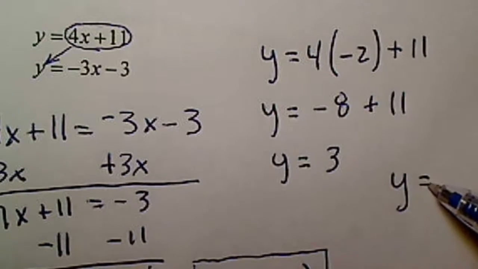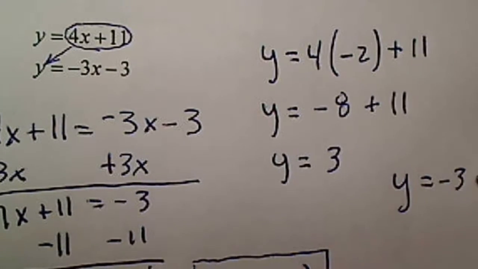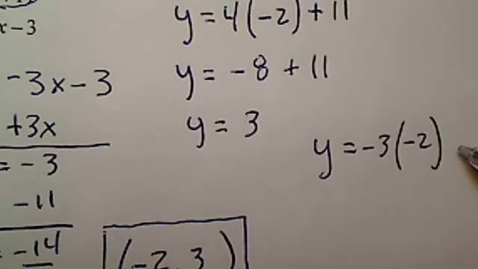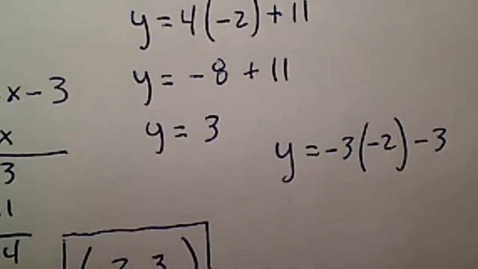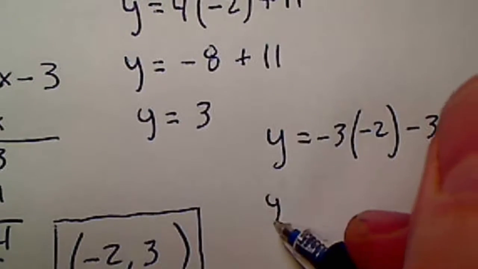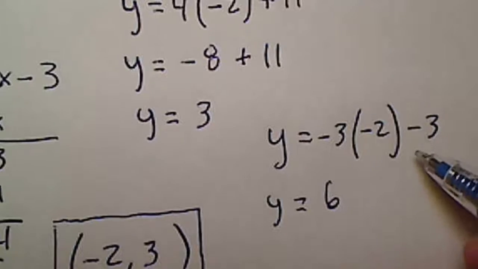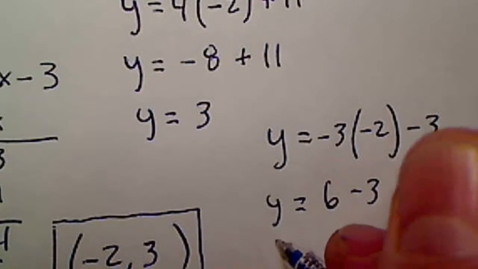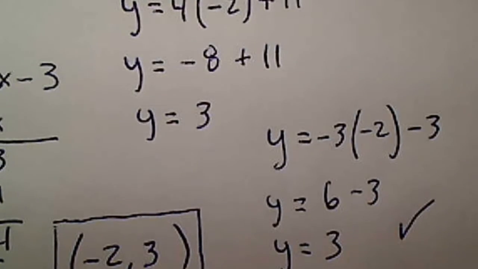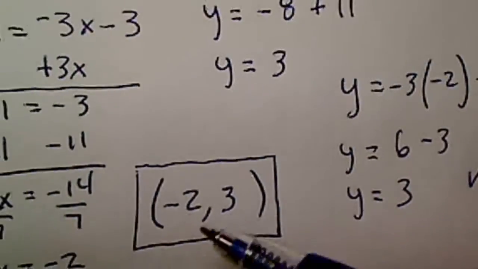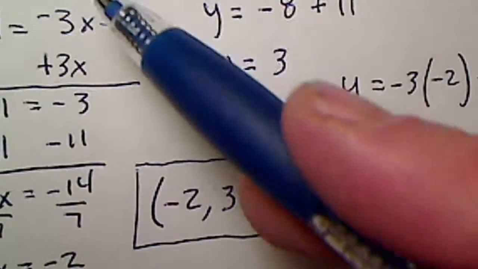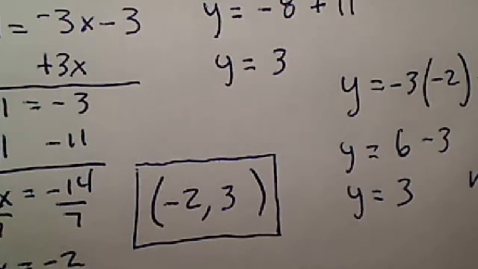So, rewriting the second equation, but putting -2 in for the x value, I end up with this equation. And let's see what we get. -3 times -2 is +6, and 6 minus that 3 again gets us 3. Checked. We know we got it right because we get 3 when we plug that -2 into both equations. So that is the point of intersection for those two lines.